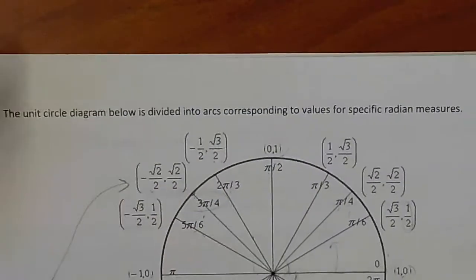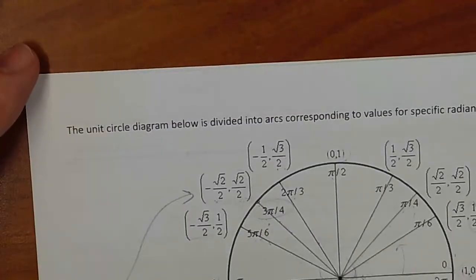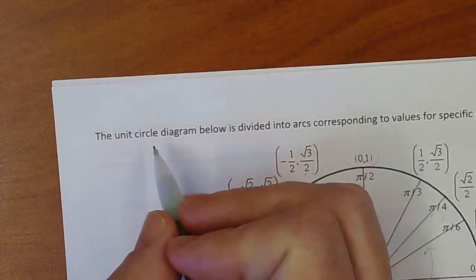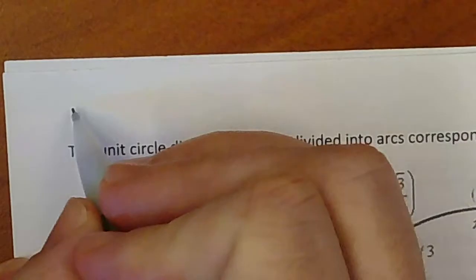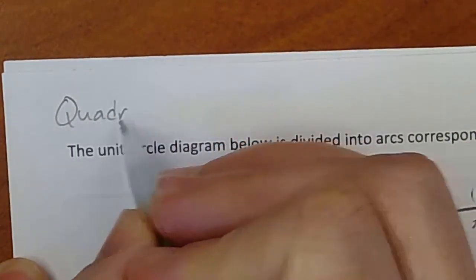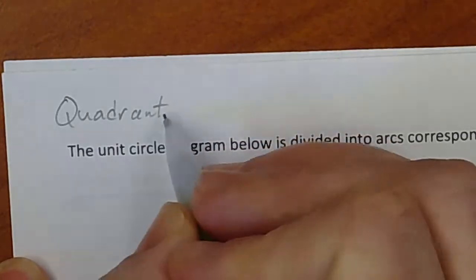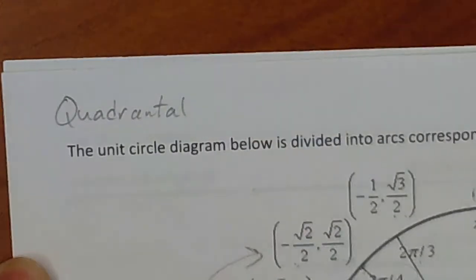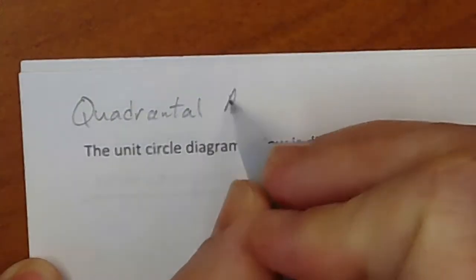Okay, so quadrantal angles were not addressed yet. Let's go ahead and write this down. They're right at the top. Let's define this. So quadrantal, you start by just spelling the word quadrant and then put AL. Pronounce quadrantal.